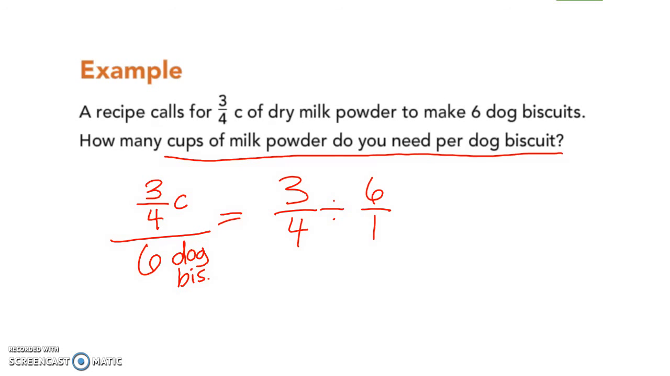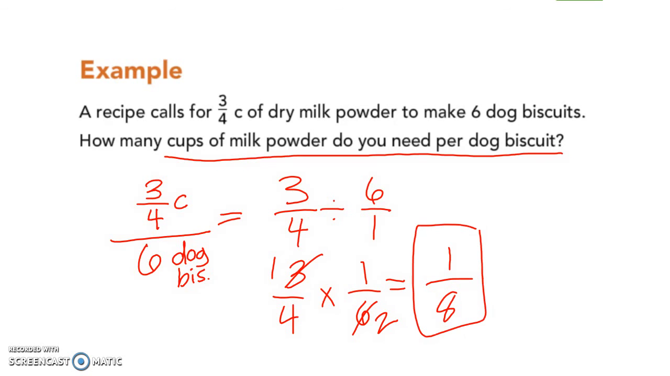And then 3/4 divided by 6. That's 6 over 1. So that would be 3/4 times 1 over 6. Can I cross cancel? Yes, I can do those. So this would be 2 and this would be 1. 1 times 1 is 1. 4 times 2 is 8. So my simplified rate would be 1/8. Okay, so that would be 1/8 of a cup of milk powder per dog biscuit.